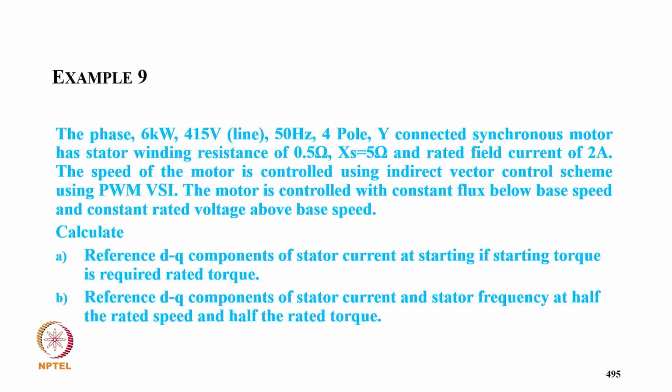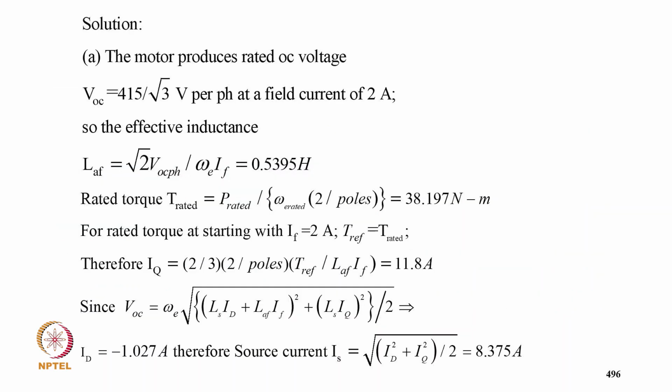So coming to example 9: a 6 kilowatt, 3 phase, 415 volt line, 50 Hz, 4 pole star connected synchronous motor has a stator winding resistance 0.5 ohm, Xs equal to 5 ohm, and rated field current of 2 ampere. The speed of the motor is controlled using an indirect vector control scheme using a voltage source inverter. The motor is controlled with constant flux below base speed and constant rated torque above base speed. Calculate the reference DQ components of stator current at starting with rated torque, and the reference DQ current components of stator current and stator frequency at half the rated speed and half the rated torque.